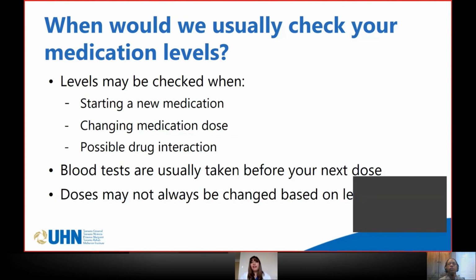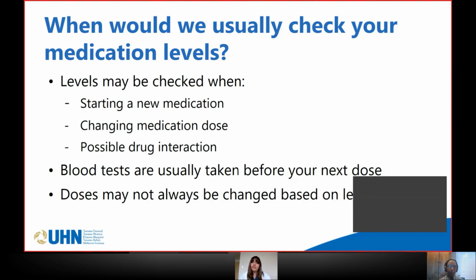So these target levels that we compare your blood work to, most of those are done when the medication is at the lowest point in your body. That means when you're just before you're going to take your next dose. So that's typically when we would like the blood work done. For example, if you take your medication twice a day, it would be best to do your blood work first thing in the morning before you've taken your medication, and then you can take your medication with you and take it after you've had the blood work.